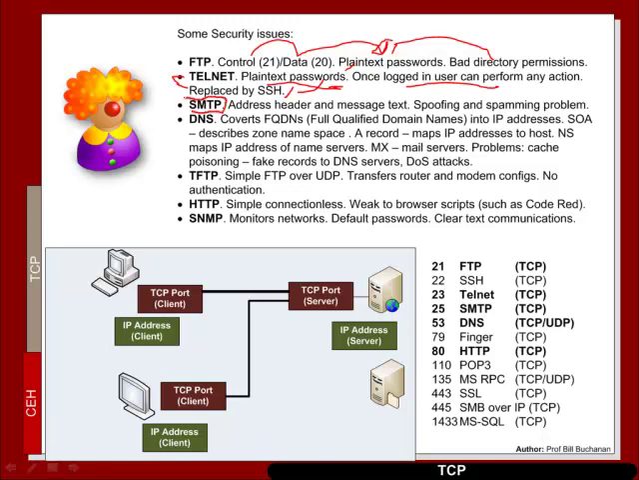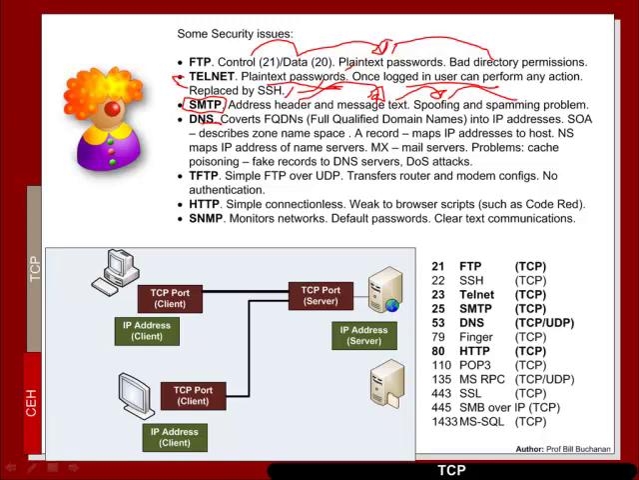SMTP is an email service on port 25, where we have the email sent with an address header and also with the text itself and any associated documents in a single email message. In the past, it has been used for spoofed email and also has spamming problems. Often SMTP is actually blocked by domain firewalls.